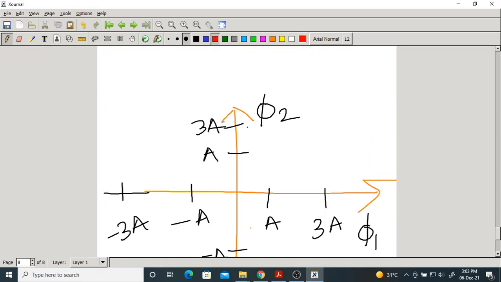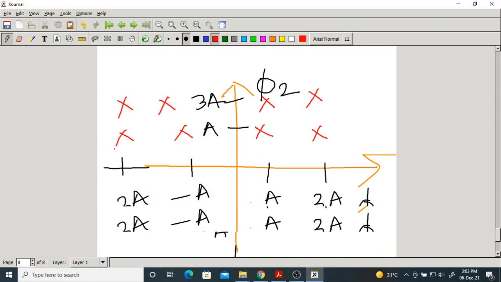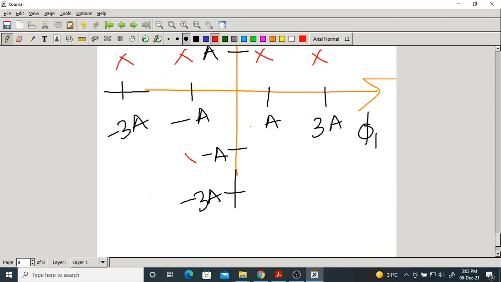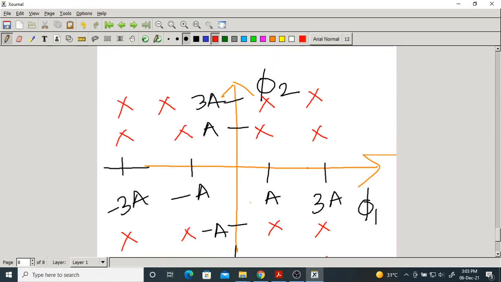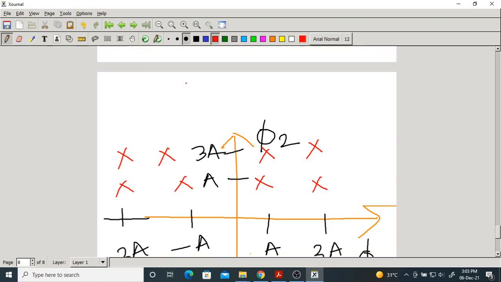Now denote the points. A comma A, 1 point. A comma 3A, 1 point. Here also 1 point, 1 point. These are all 16 message points. Okay. A, minus A, something like this. So this is the constellation of 16 QAM. Is it okay?